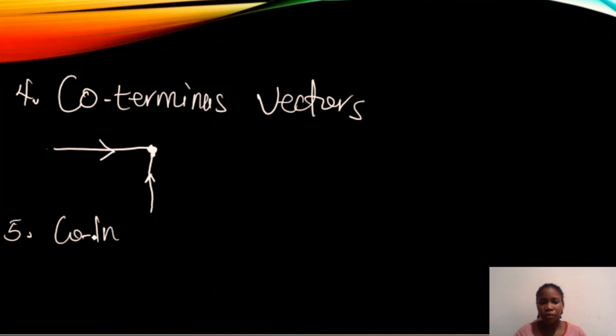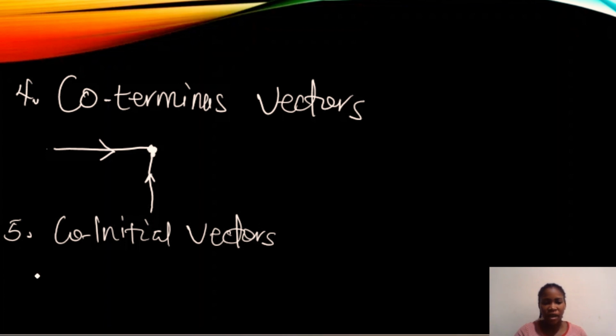Our next one, co-initial vectors. Same as the coterminous vectors, co-initial means initial, which means starting. So co-initial vectors are vectors, not necessarily two, that have the same starting point. They all have the same starting point.